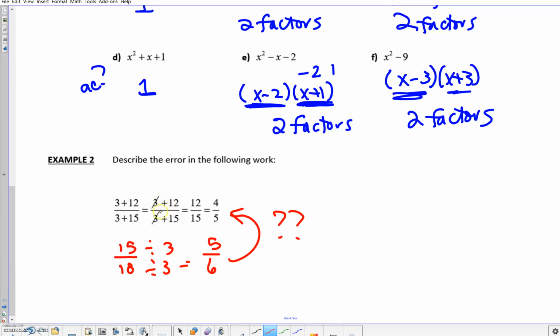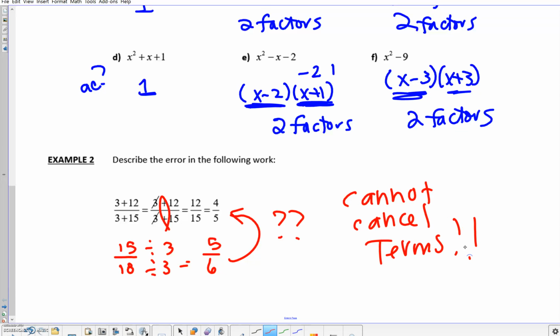Well, here we didn't have factors. We had a sum. We cannot cancel terms, which means that there's a plus in the middle right there. So you cannot cancel if there's a plus or minus that's combining the two numbers.